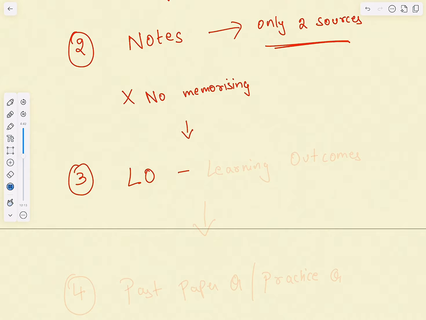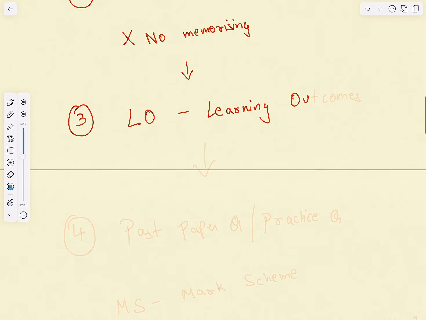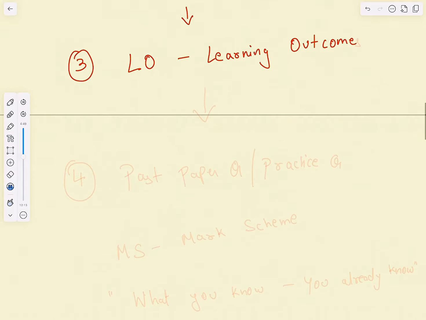Step 3 is what I call the learning outcomes, the most ignored step by probably most of us. Now, this step is what I call gold, but everyone ignores it. Every exam board, for example, for GCSEs and A-Levels, has AQA, Edexcel, OCR, WJEC, Cambridge, even IGCSEs. What does that mean?